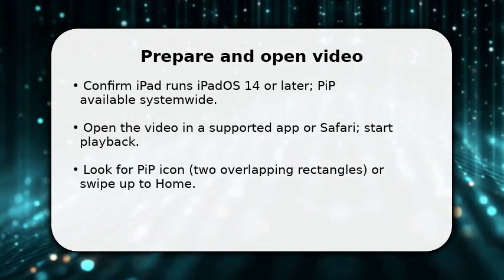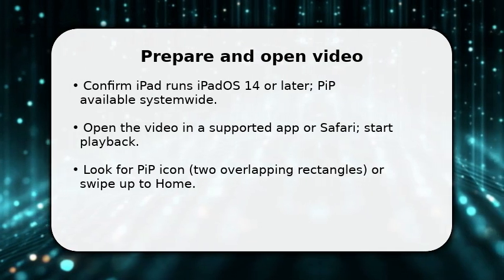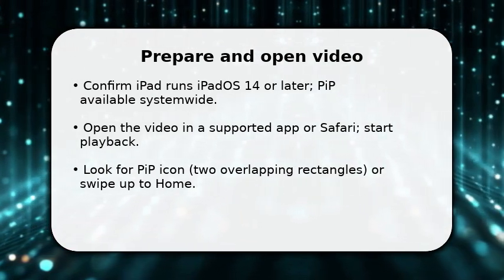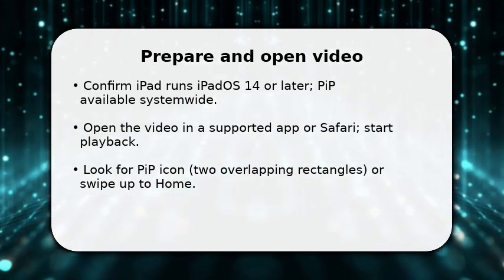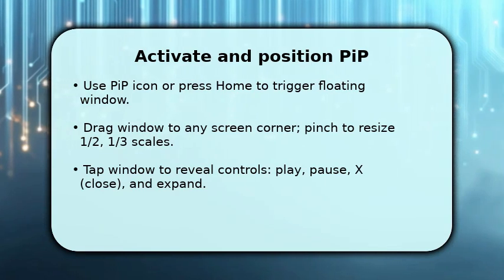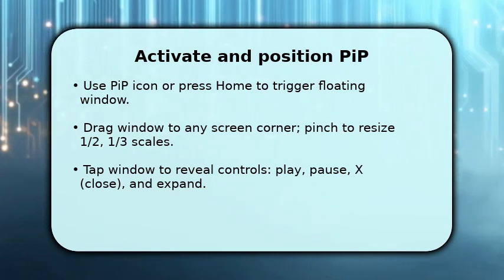You're doing this because PiP uses a background video engine. Making playback active first ensures the window can detach and appear as a floating pane. Once the floating window appears, you'll position and size it for productivity.